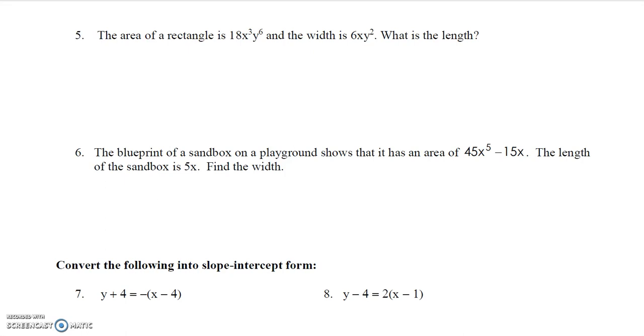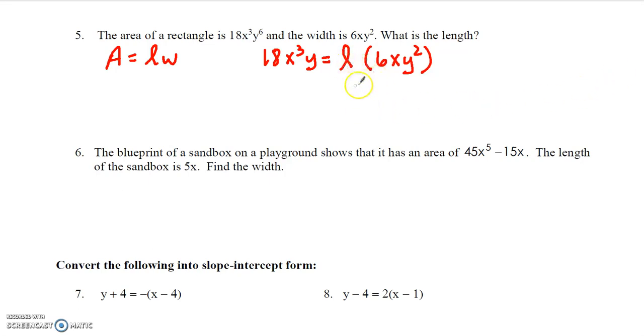and the width is 6xy squared, and it's asking what is the length. Okay, so let's remember that the area of a rectangle is just length times width. So if I plug in what they have given me, that's my area, and I don't know what the length is, and then my width is 6xy squared. So if you just do some basic algebra skills, I need the L to be by itself. So that means if I divide by 6xy squared, that will cancel on this side, and then I have to divide by 6xy squared over here.